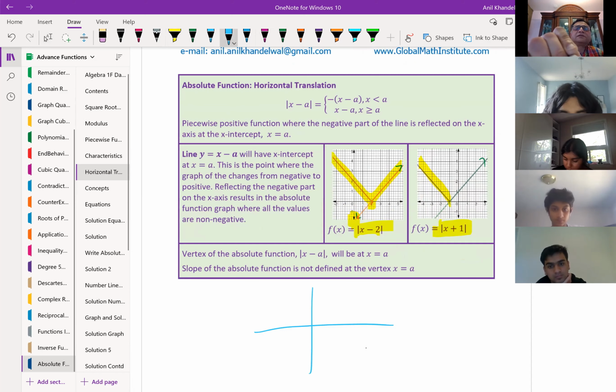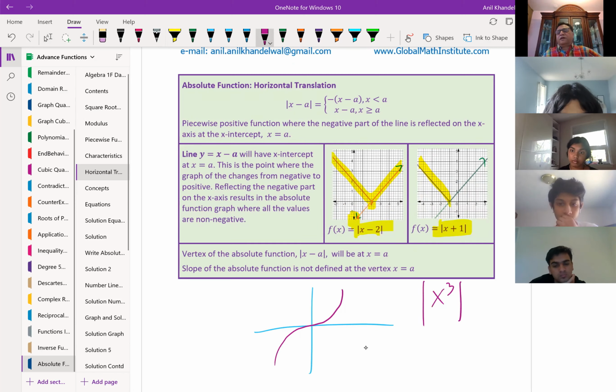So, okay. Now here is a graph for me. This is the graph of x cubed. If I have to sketch graph of absolute value of x cubed, tell me, what should I do?